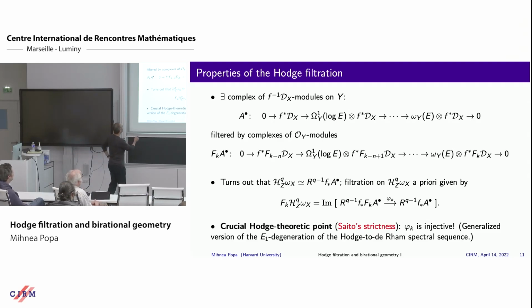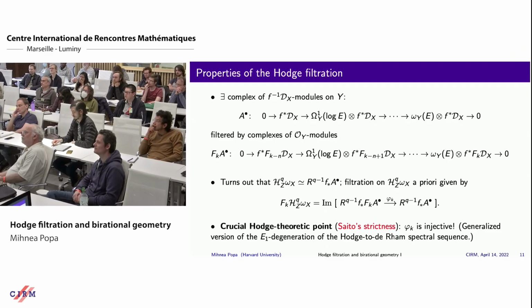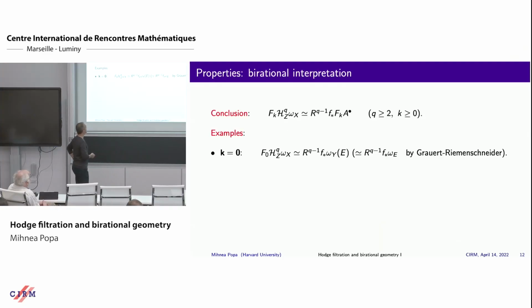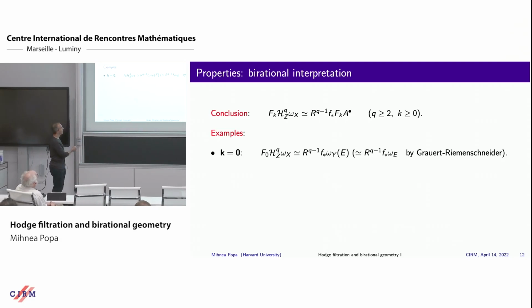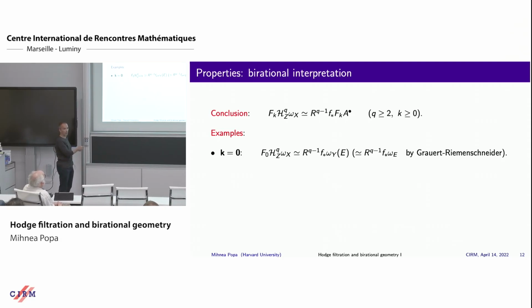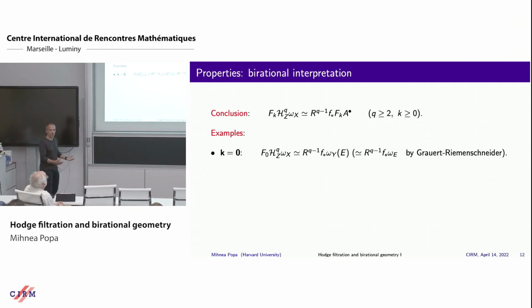Okay, so here, k is 0, so there's nothing here, nothing here, nothing here. You're only left with this right-hand term where there's also OX or OY here, so you're only left with this guy. So F0 is simply the Q minus first direct image of this line bundle of top forms with simple poles along E. Okay? Okay, so now you see, this is an extremely common type of object in birational geometry.